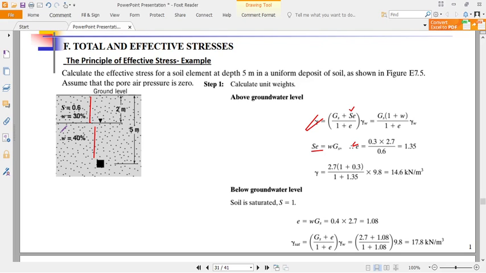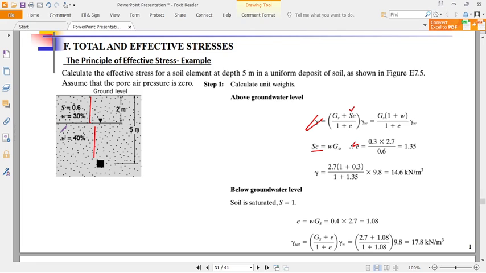After the void ratio, we substitute in this equation again. Then we can determine the saturated unit weight, the density of soil at this point. With the density determined, we can now determine the effective weight, or the overburden stress at this point in the soil, due to the self-weight of the soil.